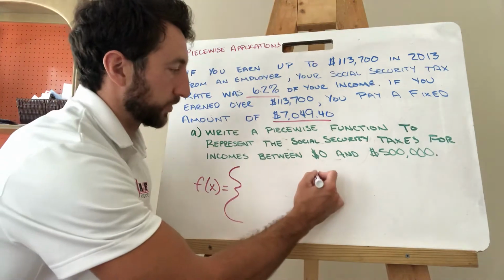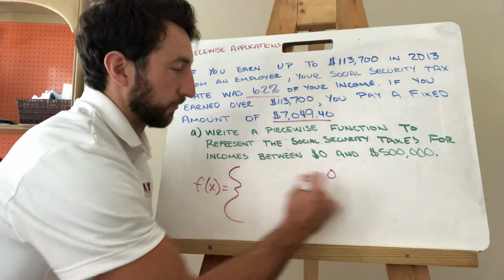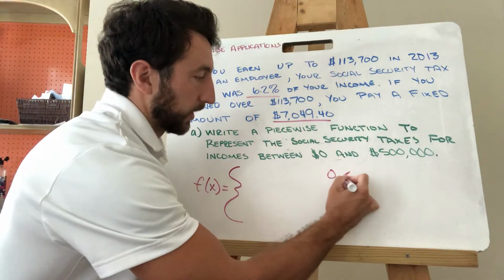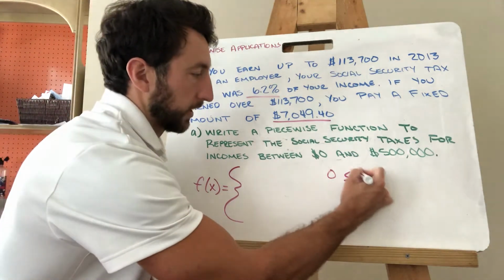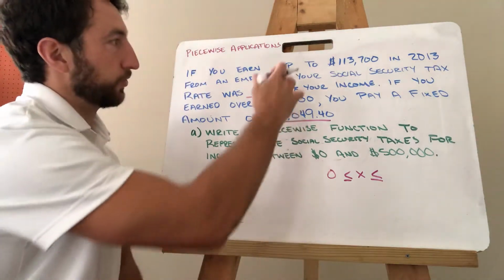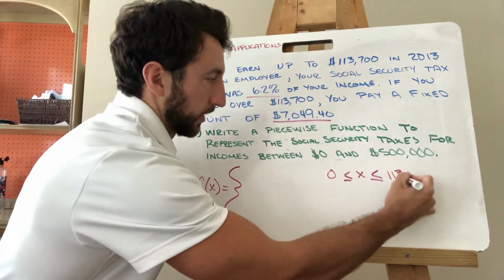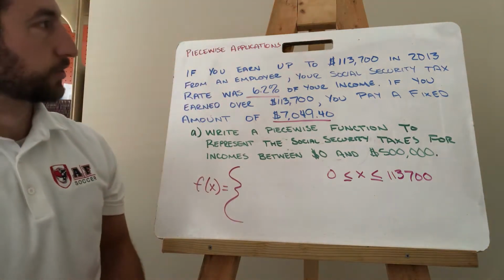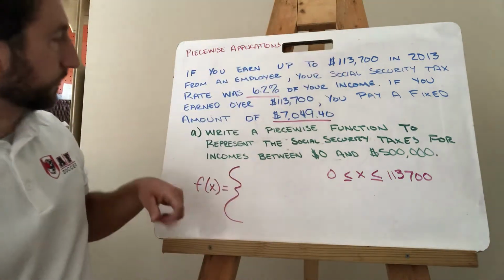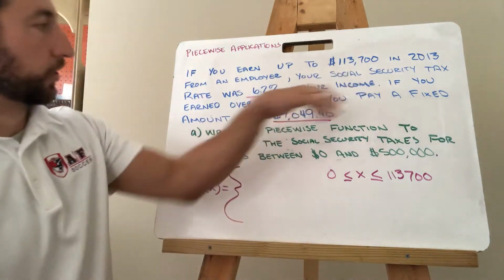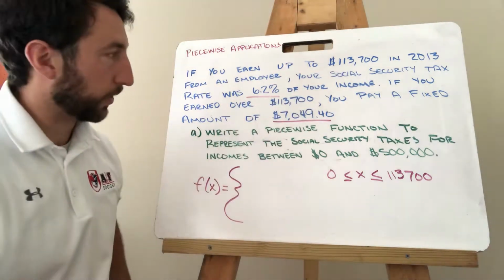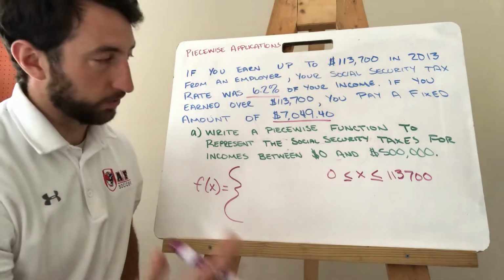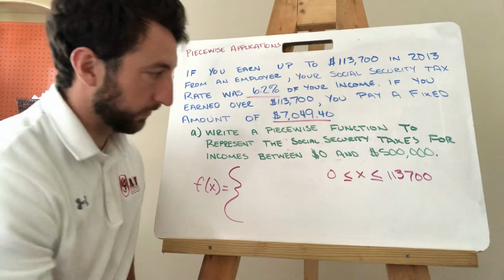For our first equation, I'm going to restrict the domain. It's going to go from $0, so if you don't make anything, and we're going to include that point, all the way up to $113,700. It says if you earn up to this. If you earned over that, that's going to be in the other part. Here we're saying that we're going to stop at 500,000, so we're only worried about people that make between 0 and 500,000.